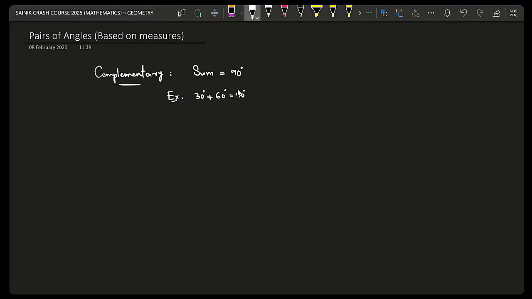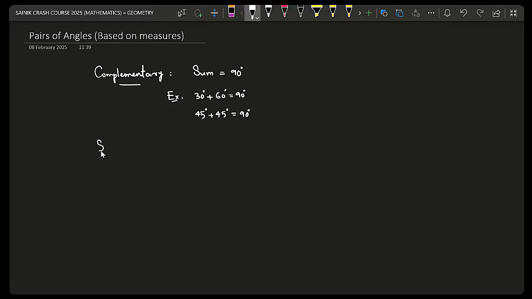And we can also say the complement of 30 is 60 and the complement of 60 is 30. Similarly, 45 degrees plus 45 degrees is going to be 90 degrees. So these two are also called complementary angles, and 45 degrees is the complement of itself.